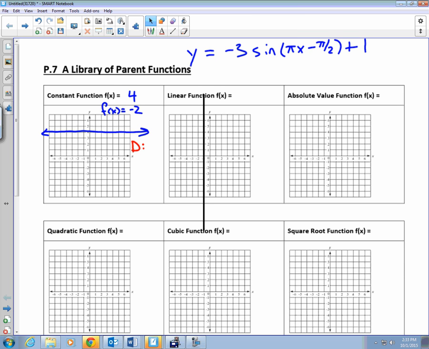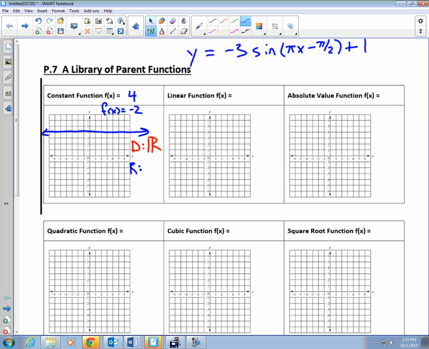Domain: I grab a vertical line. What x value is this vertical line sitting on right now? -6. Does the graph cross somewhere when I have the line at -6? Yeah, so -6 is in the domain. How about -4? How about -1? How about 1? How about 4? How about 6? Yeah, for most of these, the domain is what we call all real numbers.